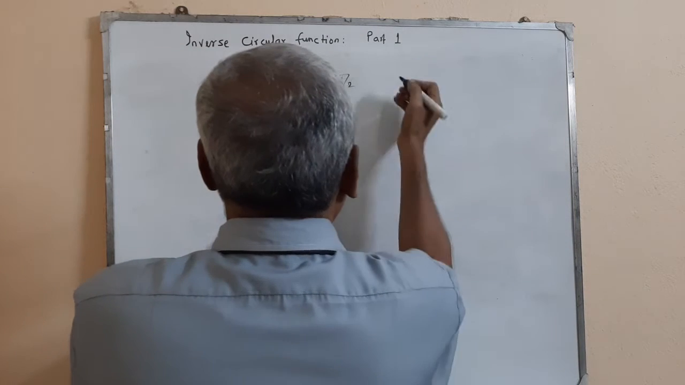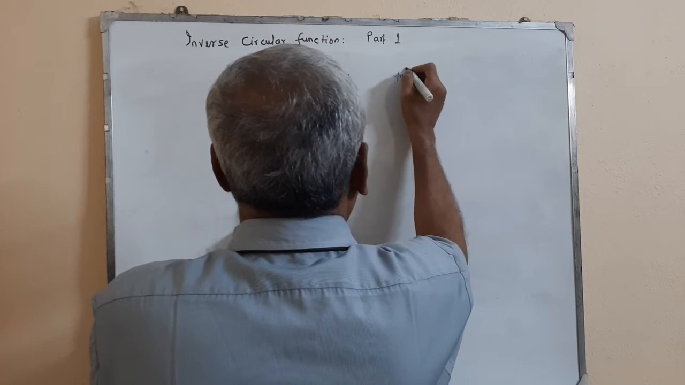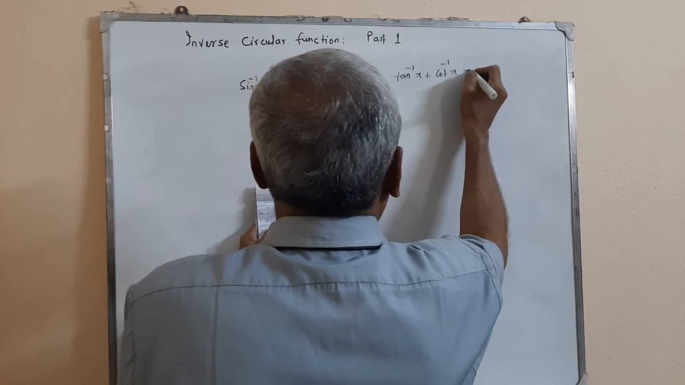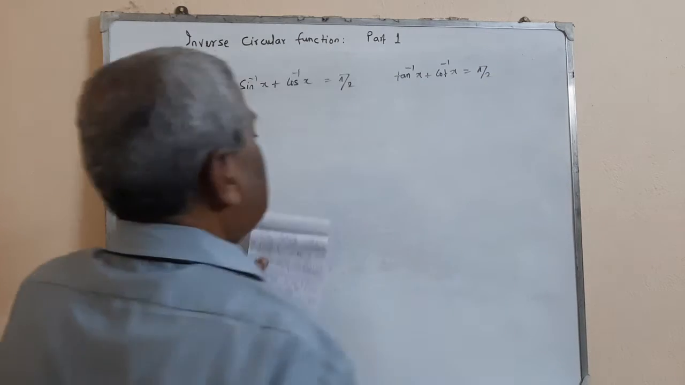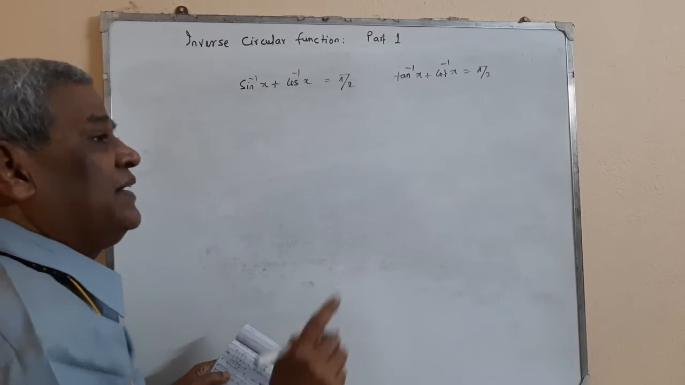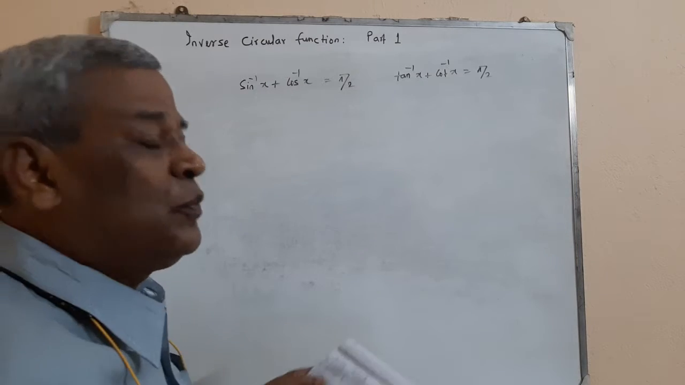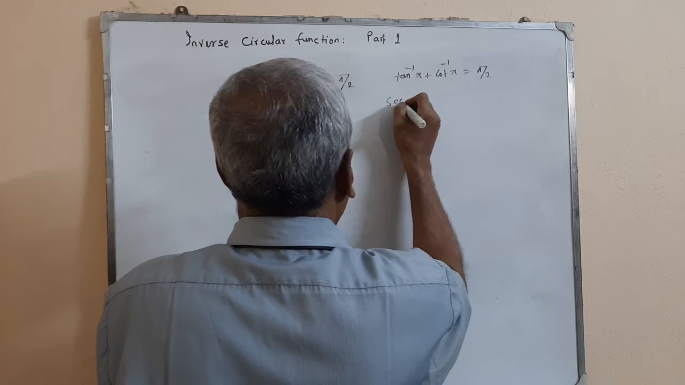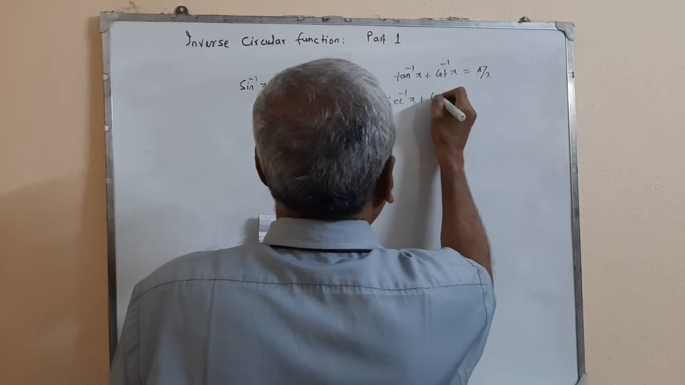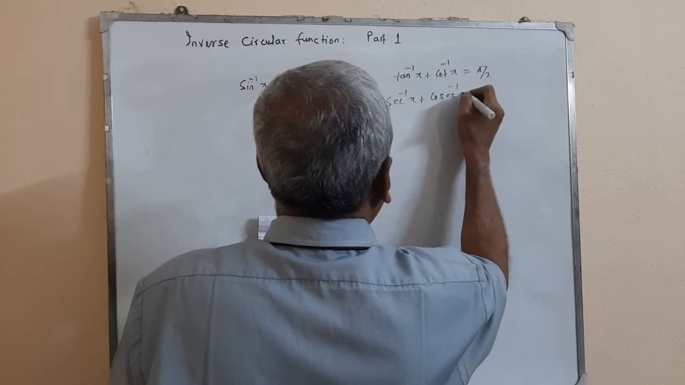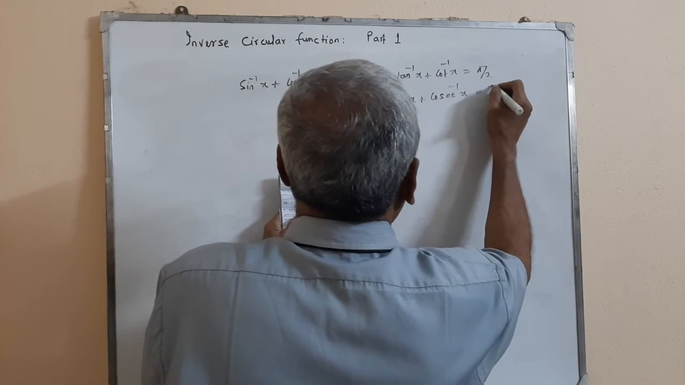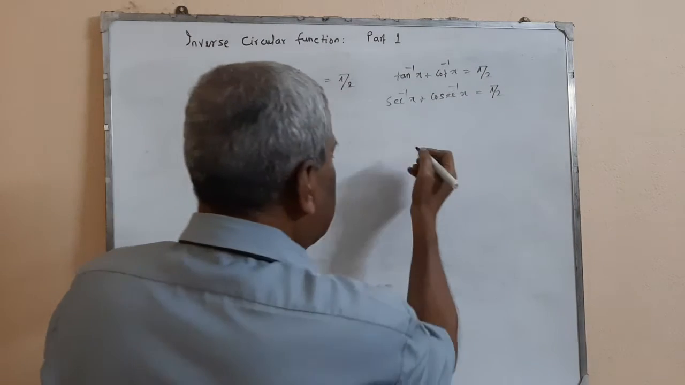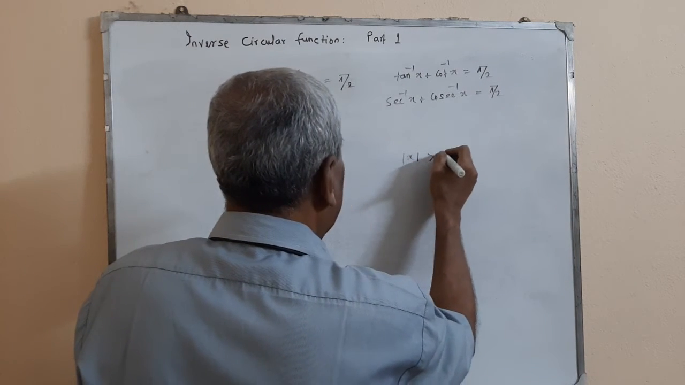Similarly, tan inverse x plus cot inverse x is equal to pi by 2 if x is defined within that domain, that is minus infinity to plus infinity, and sec inverse x plus cosec inverse x is equal to pi by 2, and x must be such that mod x is greater than or equal to 1.